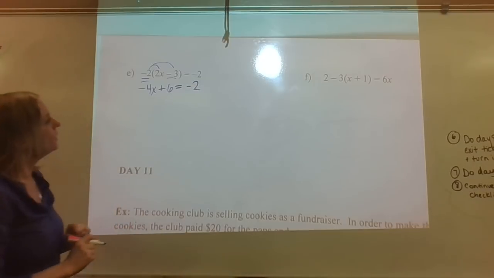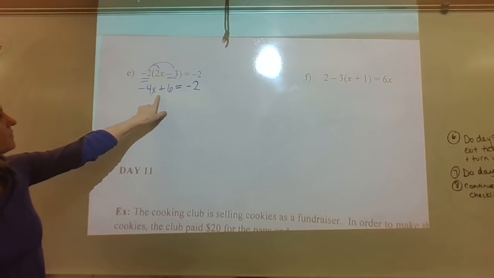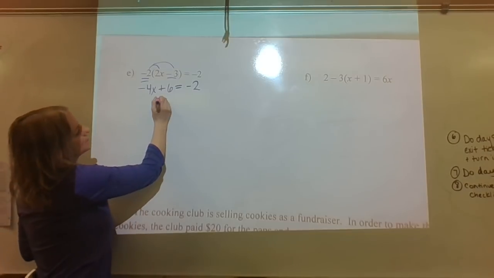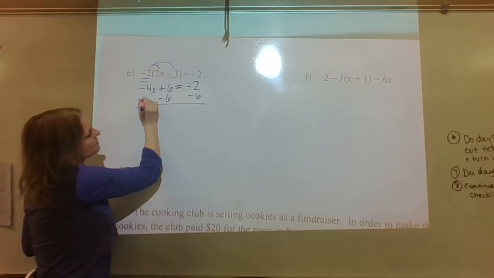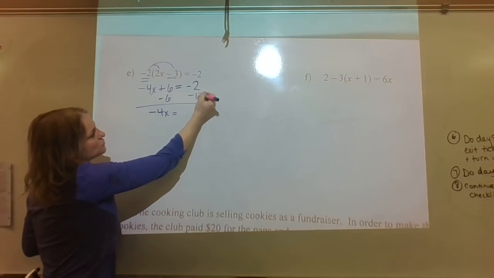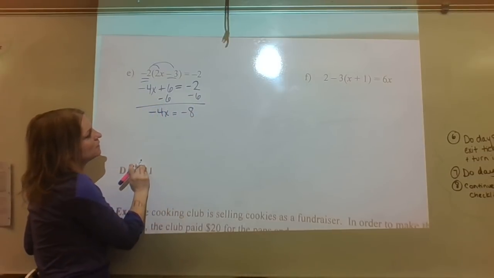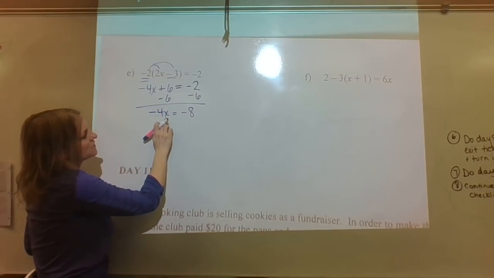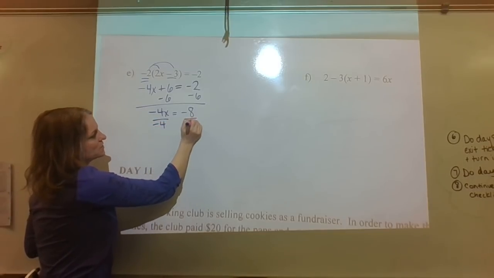All right, after distributing, just 2 numbers with my x. So I get rid of the thing being added first. So it's plus 6, so I minus 6. Okay, plus 6 and minus 6 cancel, leaving me with just negative 4x equals then, well, negative 2 minus 6, go down 6 from negative 2 would be negative 8. Okay, and then negative 4 times x is negative 8, so I divide by negative 4 on both sides.